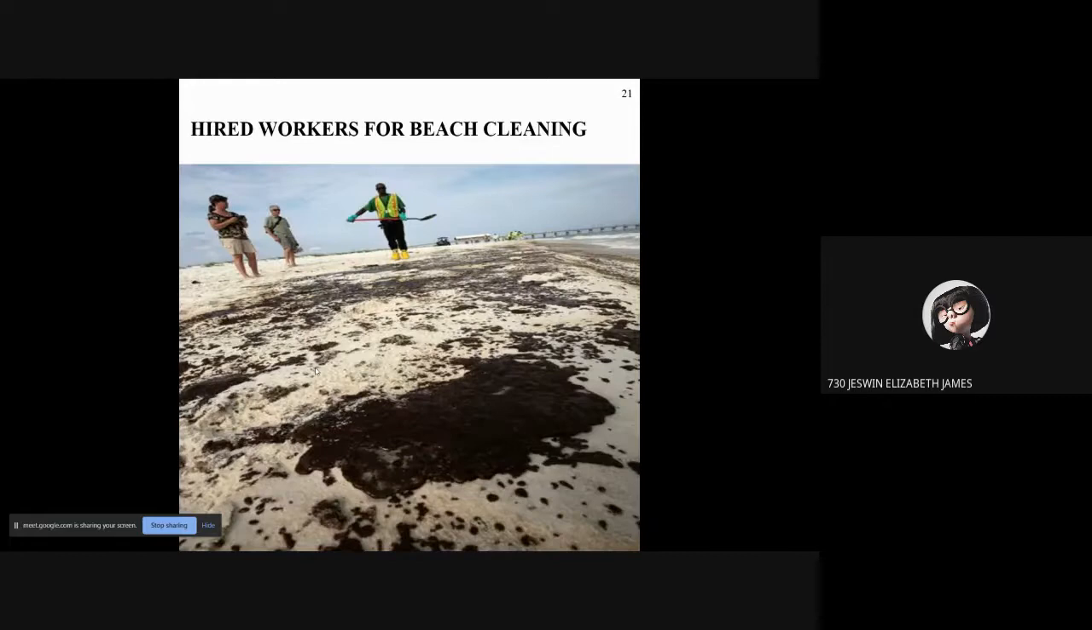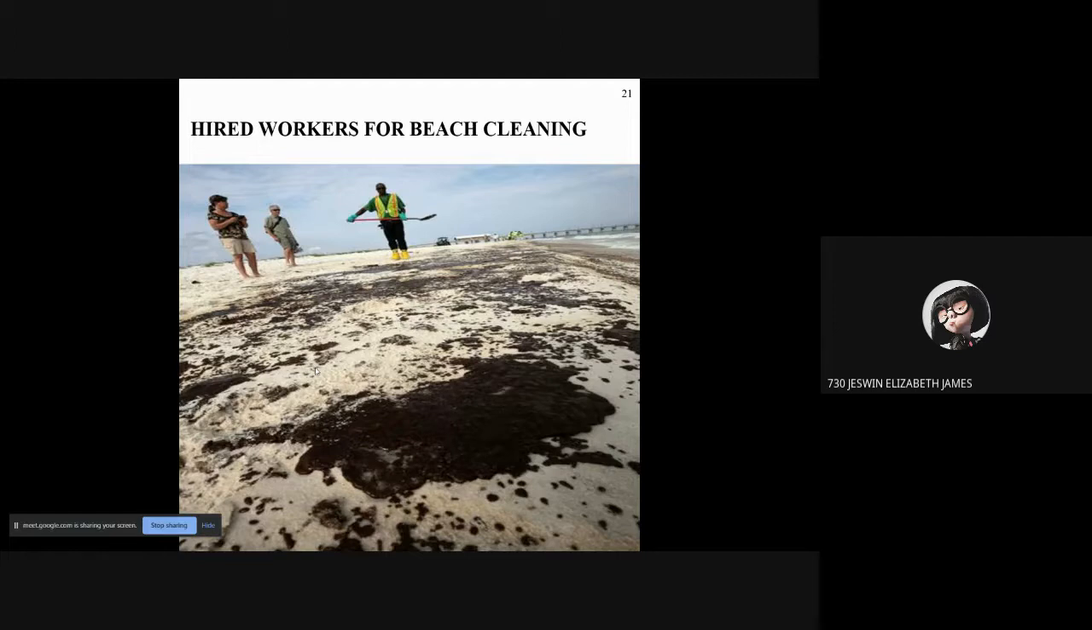And the next thing BP did after deploying Corexit was that they hired a lot of workers to clean up the beaches, as the oil slowly started to deposit on the sand as tar balls. Because as you can see in the image, the oil slowly started to deposit on the beach. You can see that the oil is looking like a tar ball.